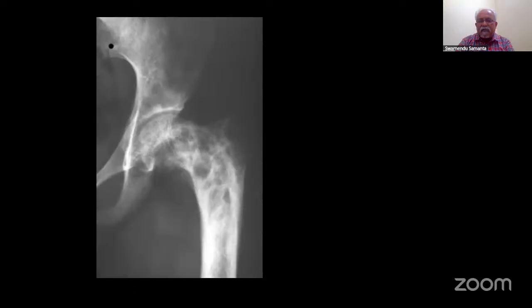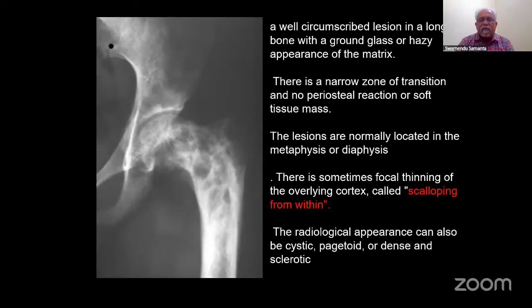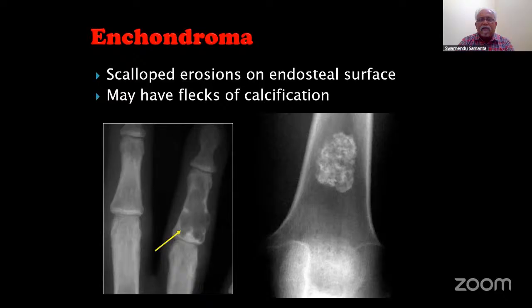So in this sort of picture you will find circumscribed lesions. This is fibrous dysplasia. This is the classic picture of enchondroma, and this is a scalloped erosion. Mostly you can find small flecks of calcification. Even in the phalanges you can find this. In any part you can find it, but sometimes it's more common in the phalanges.